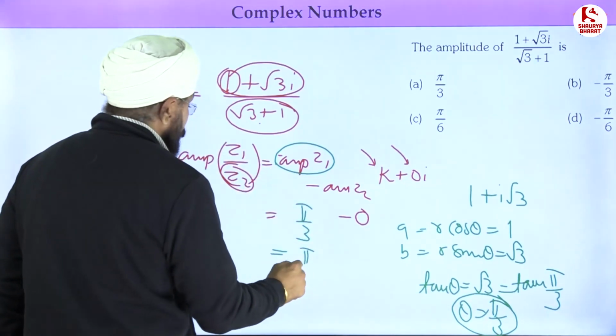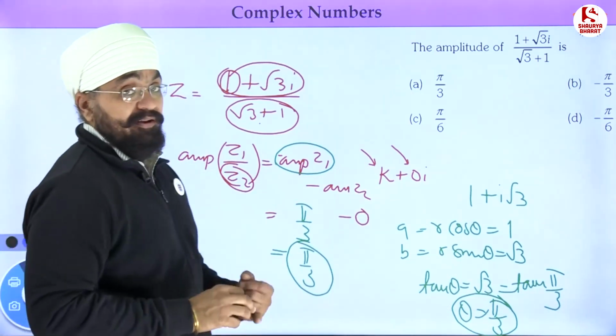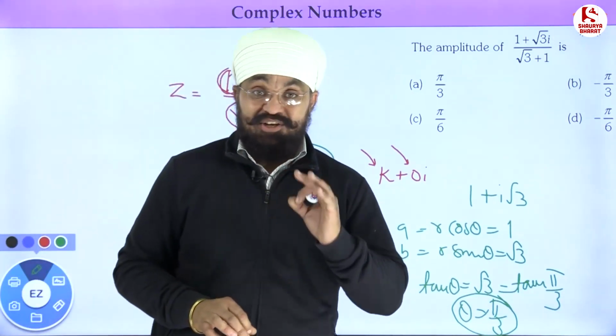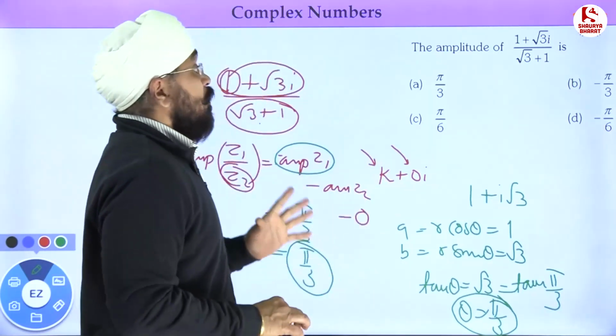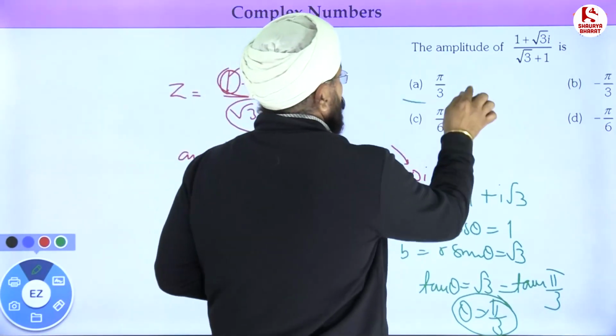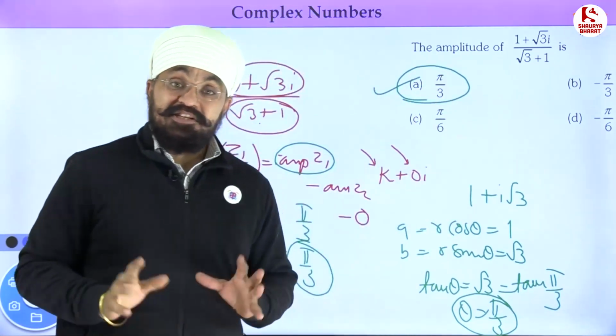You have to keep this in mind, that whenever we are having purely real terms, the imaginary part is 0. Imaginary part is 0 means argument is 0. So what we are going to say is that this particular question has the answer just pi by 3.